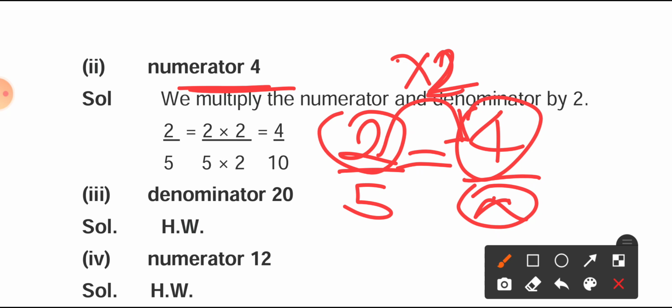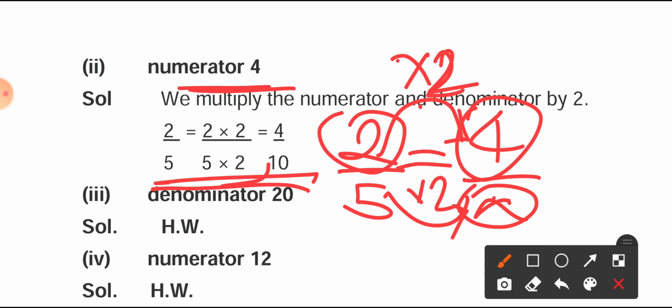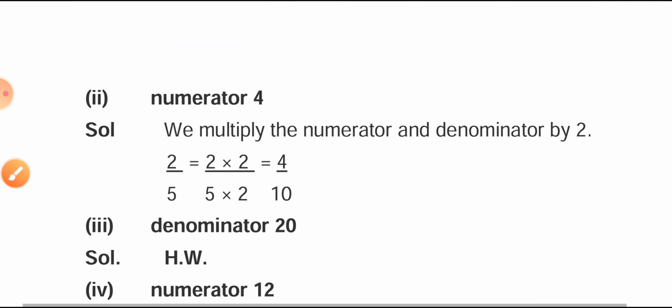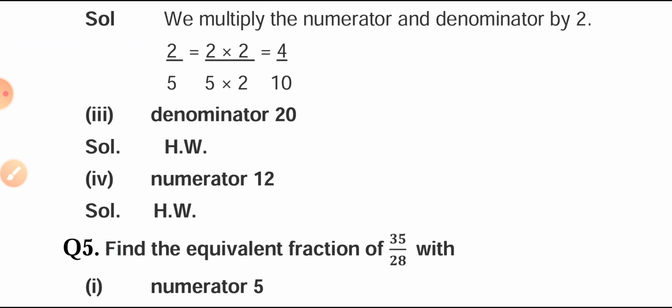By 2. If you are multiplying by 2 in the numerator, then the denominator also you have to multiply by 2 only. So multiply by 2. 5 2s are 10 and 2 2s are 4. So the answer is 4 by 10. Like this, in the first and second one, you have to find the answers of the third and fourth one.